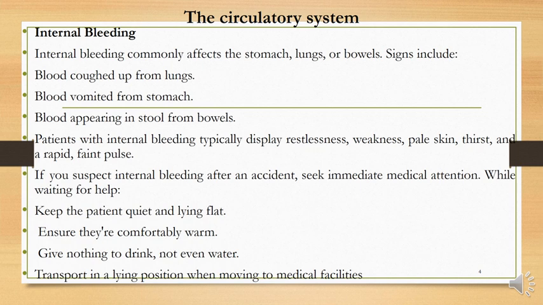Blood appearing in stool from the bowels. When the person defecates, there's blood. You can see blood stain in the stool. Patients with internal bleeding typically display restlessness, weakness, pale skin, thirst, and a rapid, faint pulse. Those are the symptoms or signs of somebody experiencing internal bleeding. The person will be restless, weak, with pale skin, thirst, and a rapid, faint pulse.